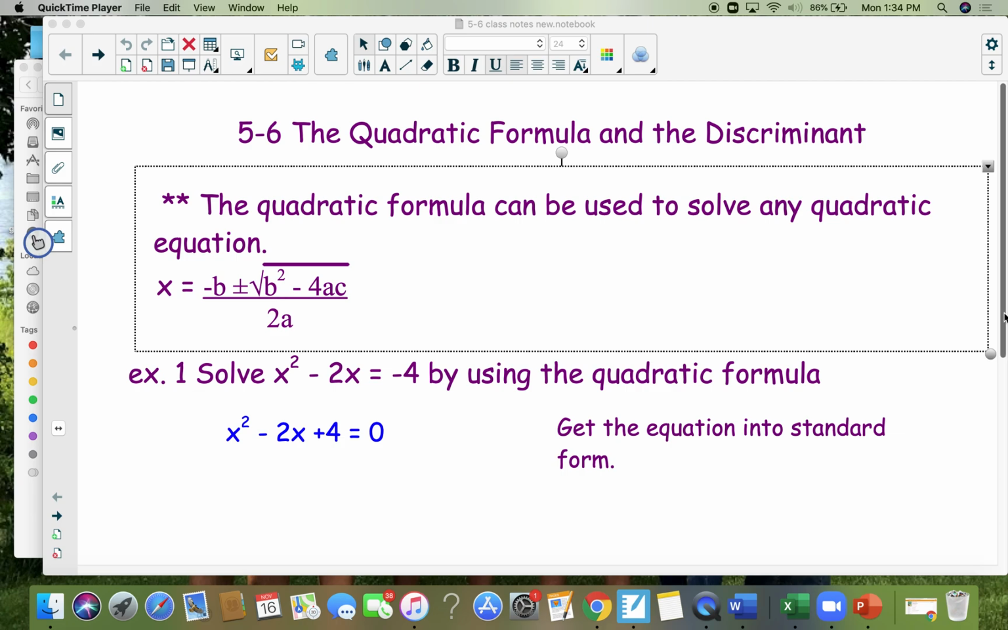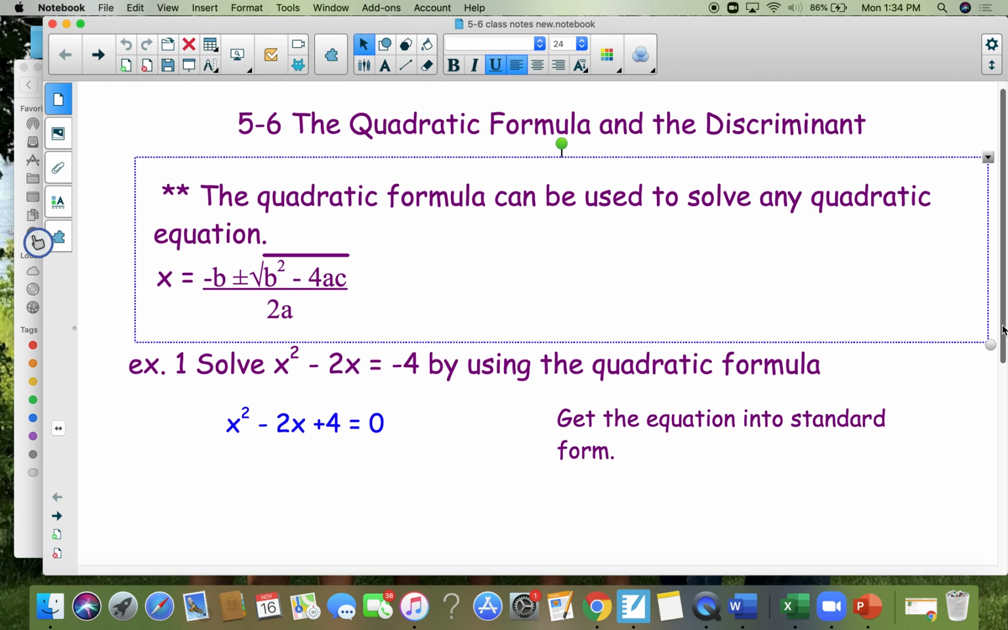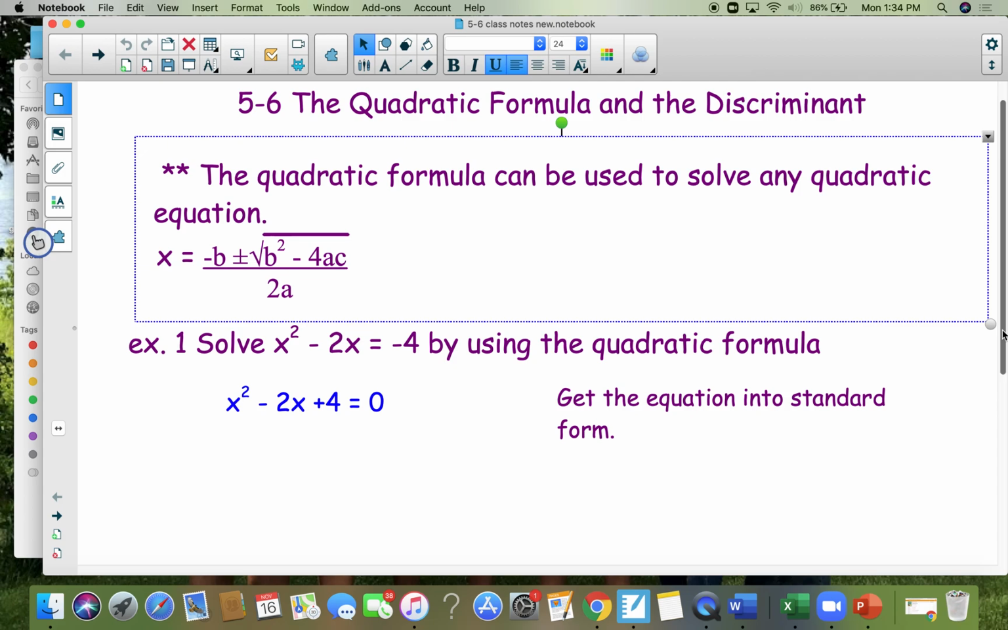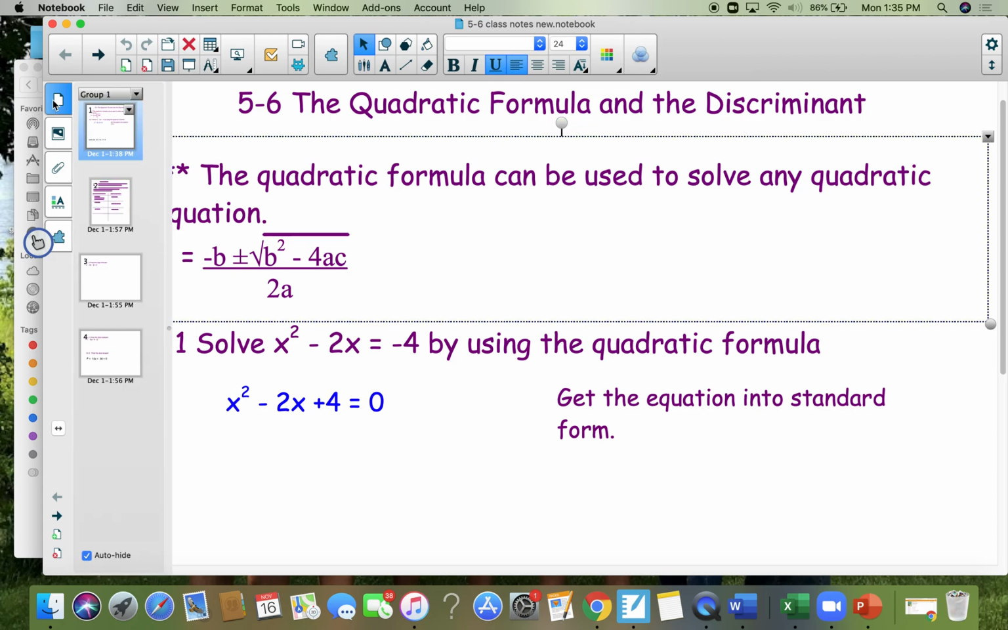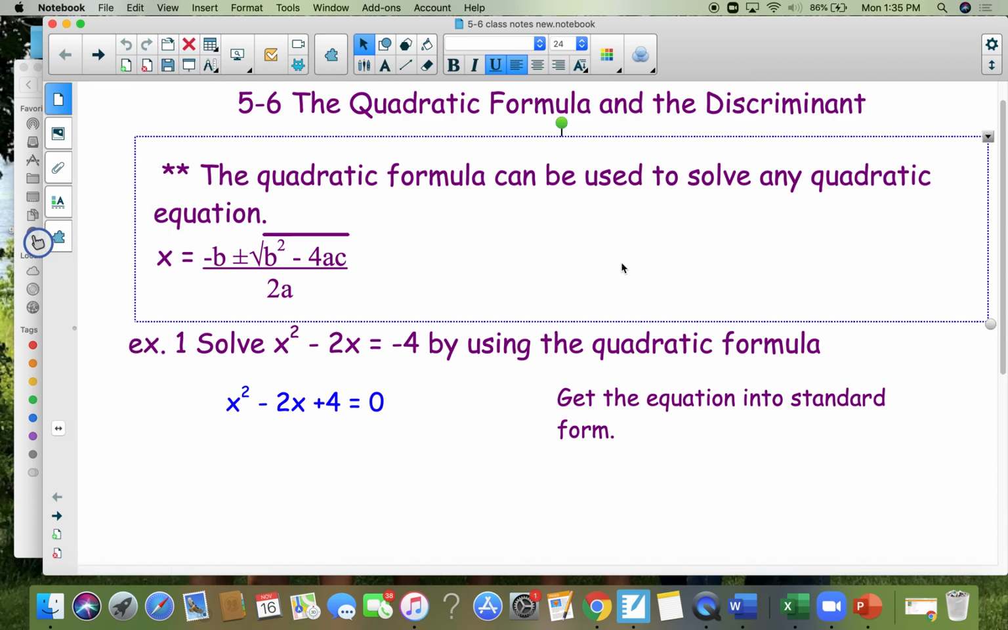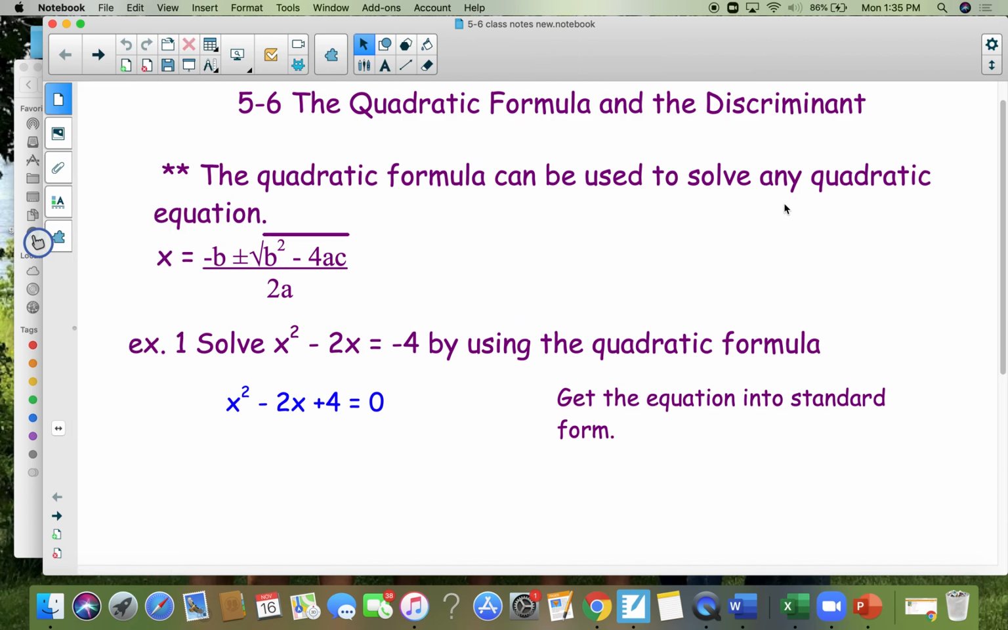The last chapter section in chapter 5, finally. I know you've seen the quadratic formula, but instead of doing all of these templates, 4 of them, we're just going to teach the quadratic formula. I'm not going to talk about the discriminant with you, and I know you've seen the quadratic formula, so we're just going to do one template today.